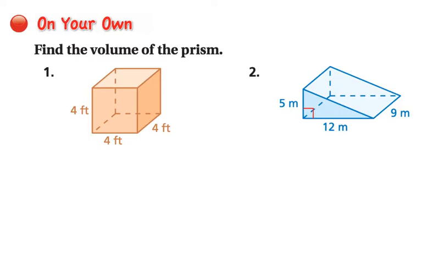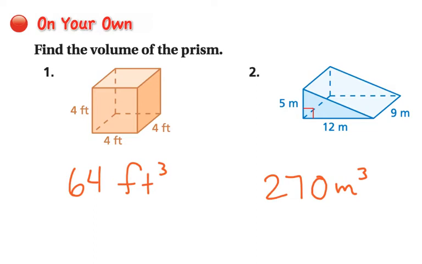So here's two for you to try on your own, a rectangular prism and a triangular prism. If you'd like to test your own understanding, go ahead and pause the video and you'll get your solutions here in just a few moments. And if you got to try these, for number 1, the volume would be a total of 64 cubic feet, and for number 2 would be 270 cubic meters.